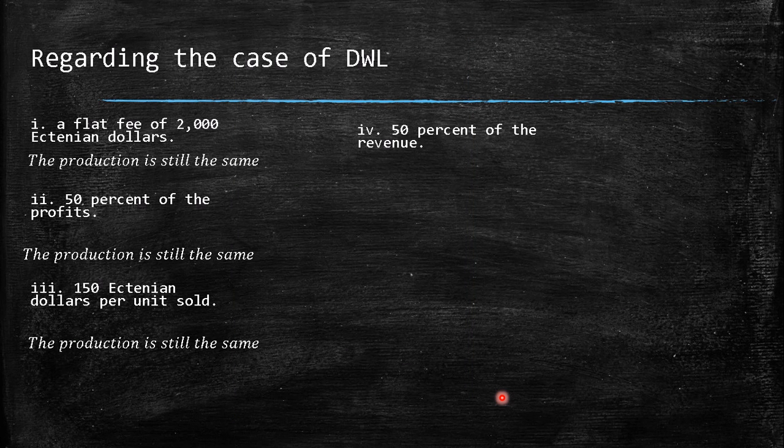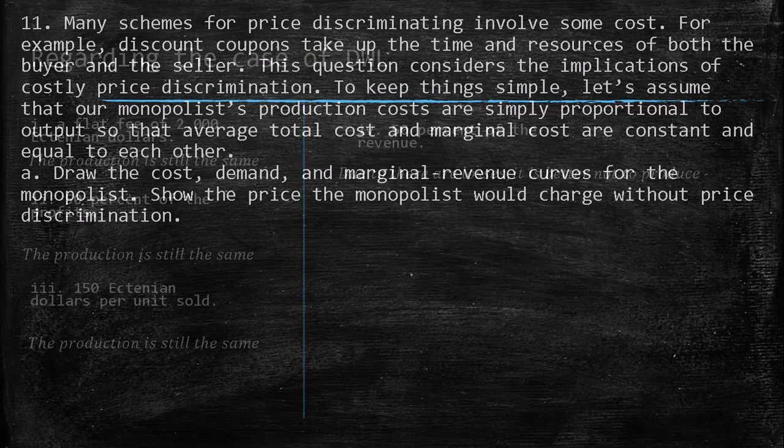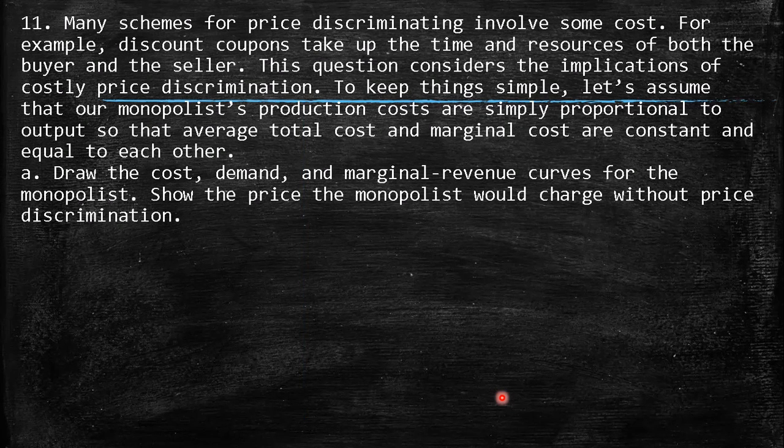Then regarding the case of deadweight loss, the first three don't change production at all, because the production still remains the same. So it means immediately that the deadweight loss cannot be altered. But the fourth one changes, because due to there being a loss, the production is not going to be the same. It is even better to close the firm and not produce, because if they provide 50% of the revenue, it would definitely be a loss for that company. Then there is not going to be more deadweight loss, but there is not going to be more transaction either.